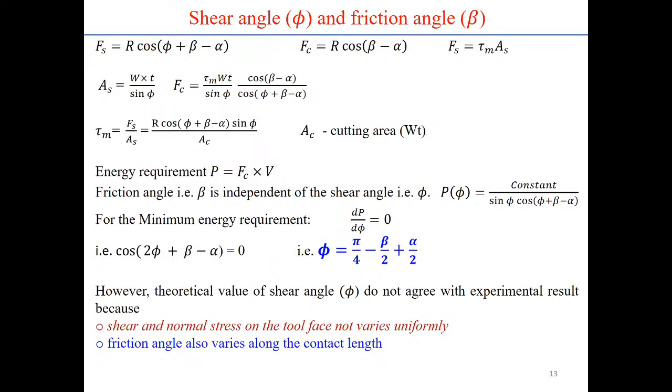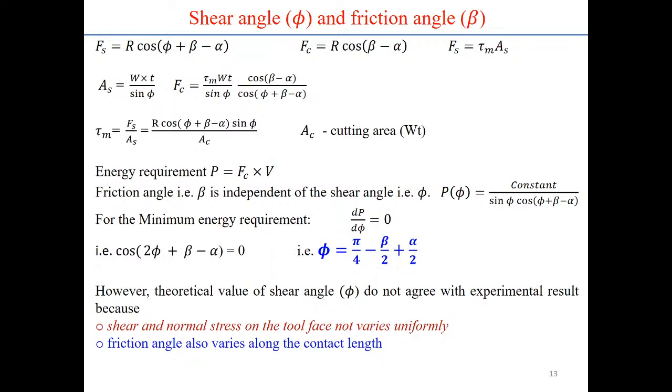Now for the shear angle and the friction angle, we try to estimate the relation between them such that the force and energy requirement during the process will be minimum. Looking into that principle, what is the minimum energy required, we relate the different velocity components and estimate the power requirement, because power, or energy requirement, equals force Fc into velocity. Fc can be estimated in terms of the shear angle, the tool rake angle, or the friction angle, and velocity V.